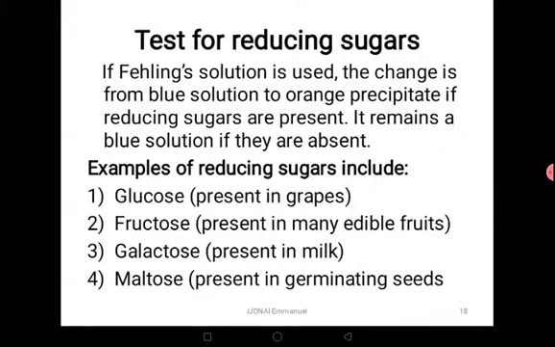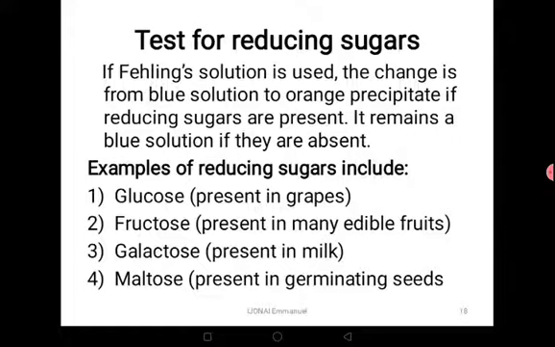So let's look at more facts about this test. Now, if Fehling's solution is used, the change is from blue solution to orange precipitate if the reducing sugars are present. It remains blue if they are absent. So it's the same as the test for Benedict's. So it is the same.